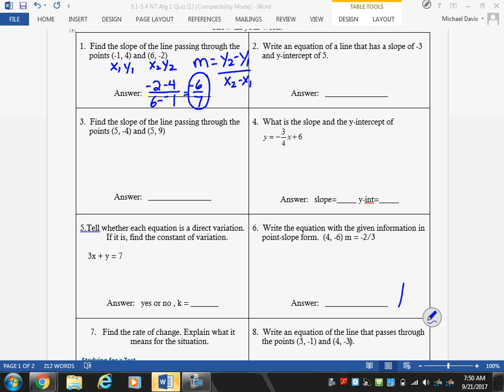Number 2, write an equation of a line that has a slope of negative 3 and a y-intercept of 5. Y equals, the slope goes in the first spot by the x, and the y-intercept goes after that.